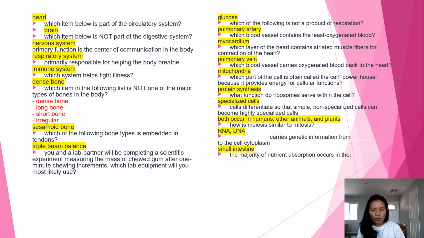So this next question is fill in the blanks. Blank carries genetic information from blank to the cell cytoplasm. So RNA carries genetic information from DNA to the cell cytoplasm. So RNA and DNA. The majority of nutrient absorption occurs in the small intestine. Okay, so the majority of nutrient absorption occurs in the small intestine.